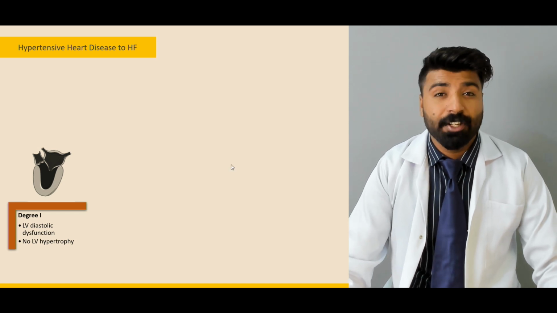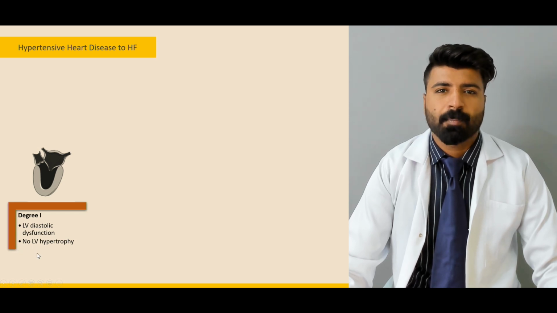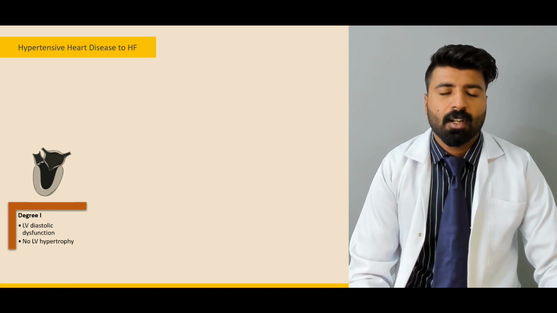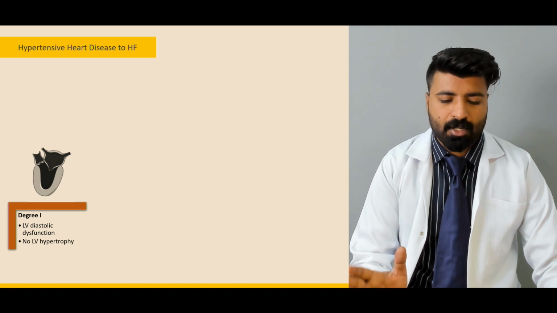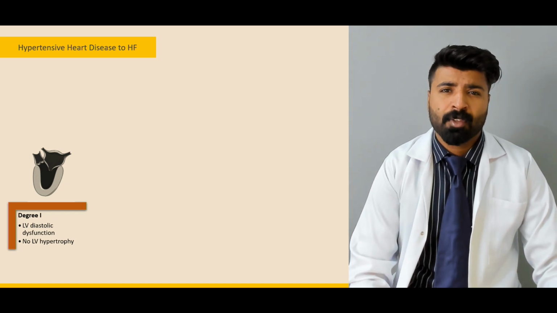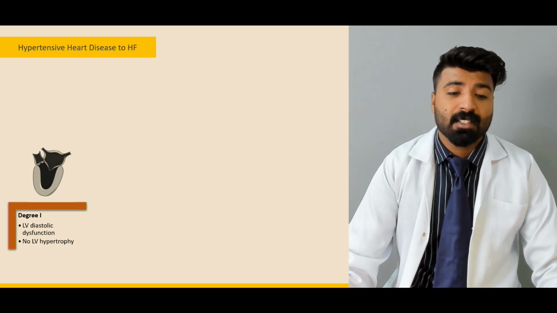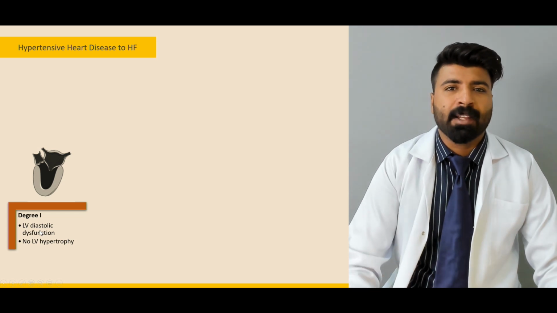So, first of all, degree 1. In the first degree, left diastolic dysfunction and no left ventricular hypertrophy. So, in the first degree of heart failure, left ventricular hypertrophy is not happening. It's yet in the very early stages. Patient is developing this disease, but what's failing here is left diastolic function. It's not pulling the blood back in.